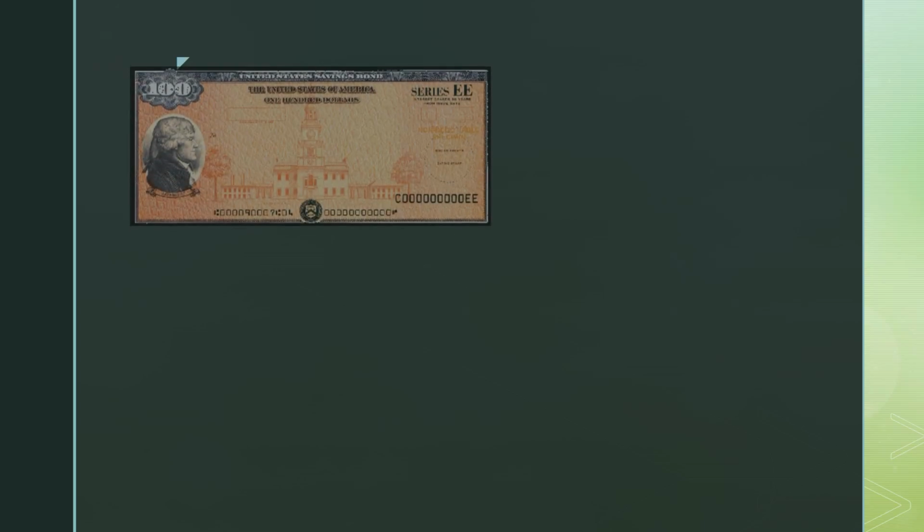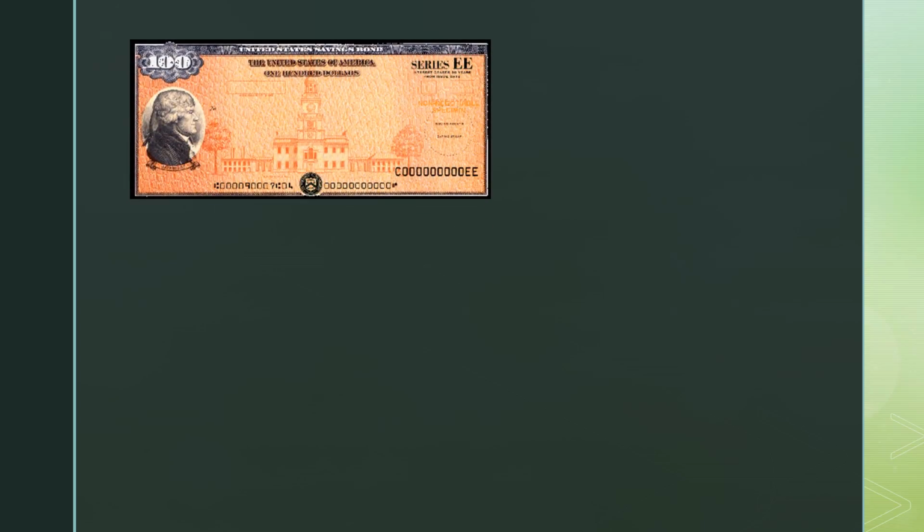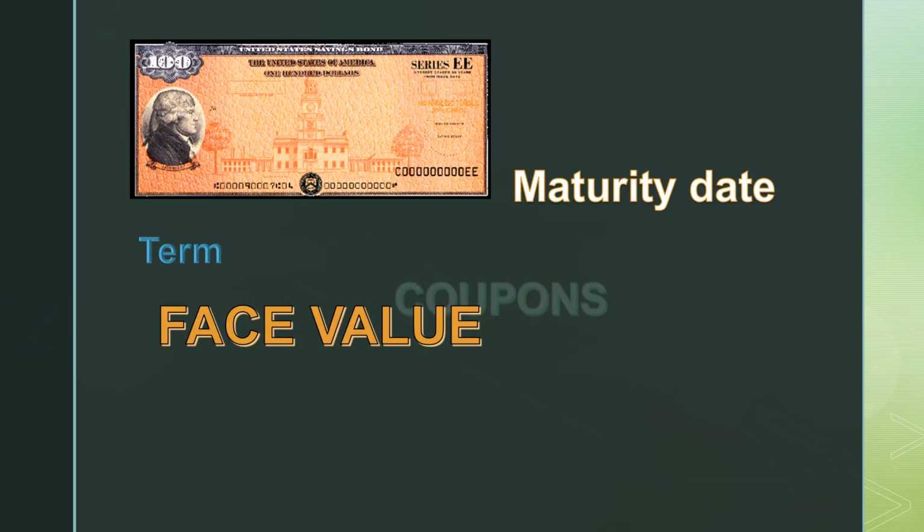Terms to understand about bonds. The bond certificate will state the terms of the bond. The maturity date is the final payment date on the bond. The term is the time remaining until the final repayment date of the bond.